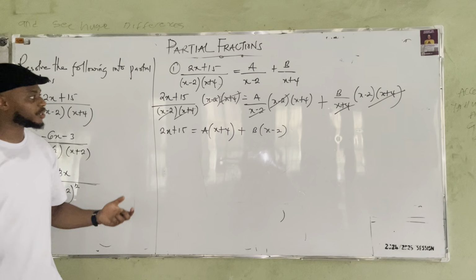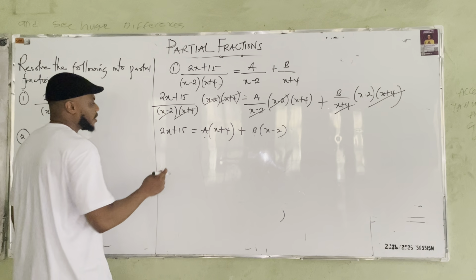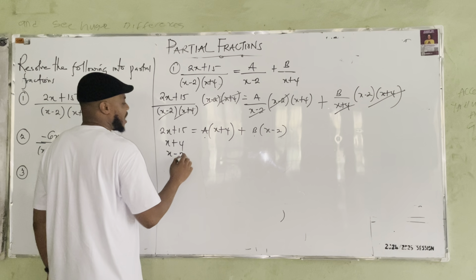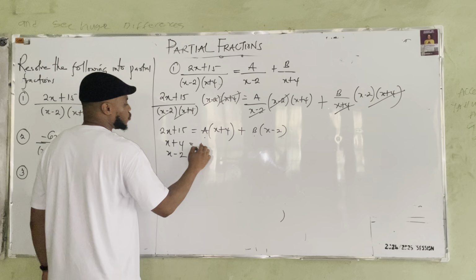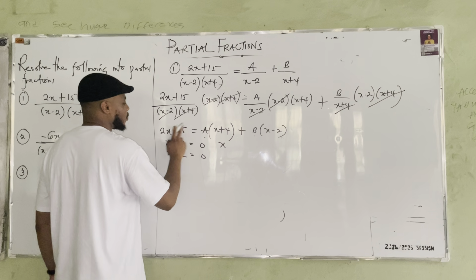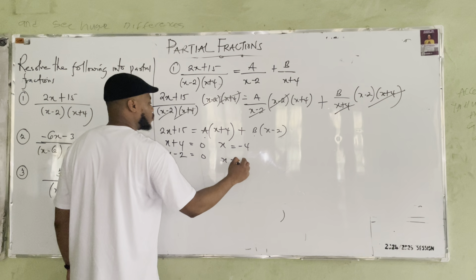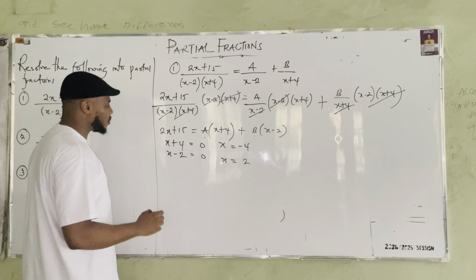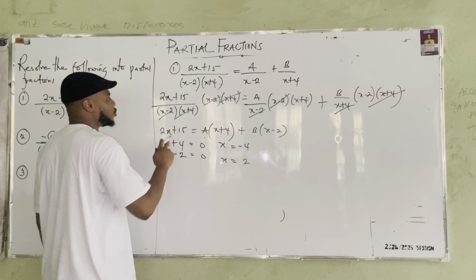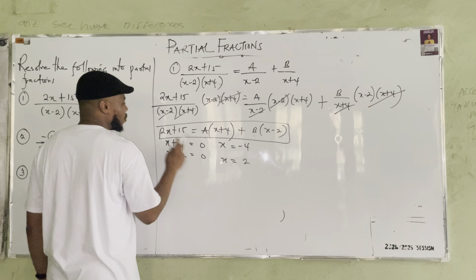Now, if you look at this expression, you realize that a and b are still unknown. So what do we do? We make x plus 4 and x minus 2, which are our denominator factors, equal to 0. Then we look for the value of x. For x plus 4 equal to 0, plus 4 moves over and becomes minus 4. For x minus 2 equal to 0, the minus 2 crosses over, and x becomes 2. So what we have to do now is to substitute x equals minus 4 into this expression, and we'll do the same for x equals 2.